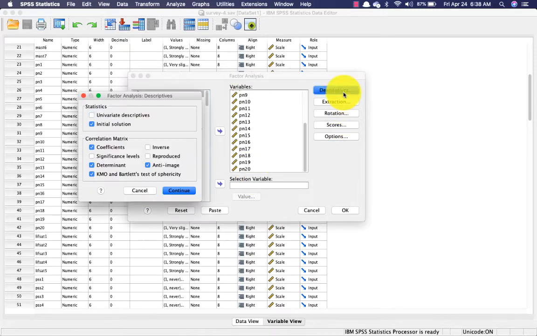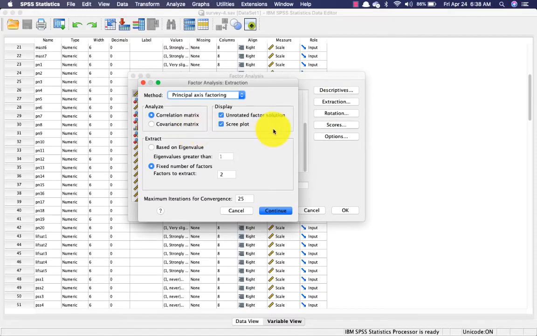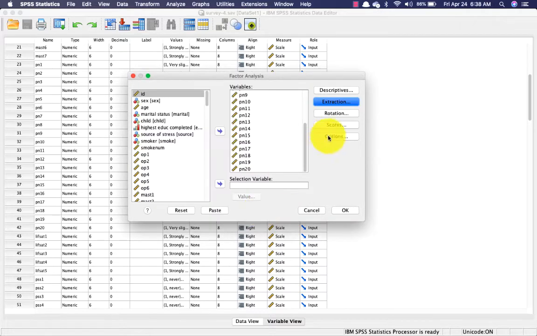Click on Descriptives. You want initial solution. You want coefficients, determinant, KMO and Bartlett's, as well as anti-image. Then for extraction, you want principal axis factoring. The default is going to be principal components, but today we will do principal axis factoring. You want to analyze the correlation matrix. You want to display the unrotated factor solution as well as scree plot. And it should be extracted based on eigenvalues. For the first example, we want to extract it based on eigenvalues. Click continue.